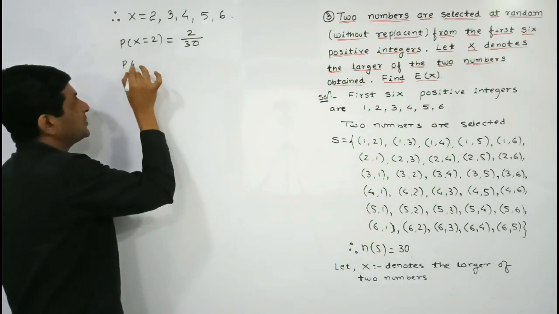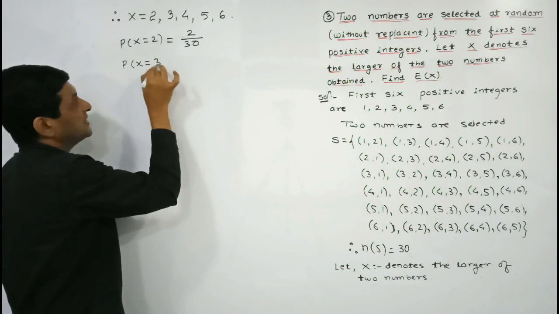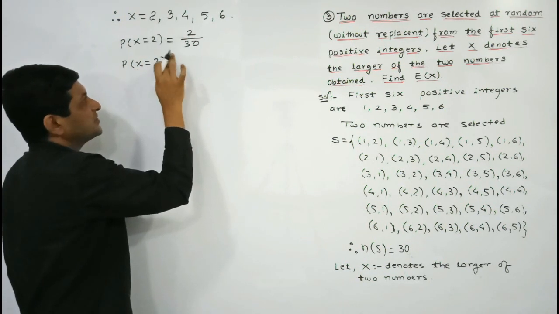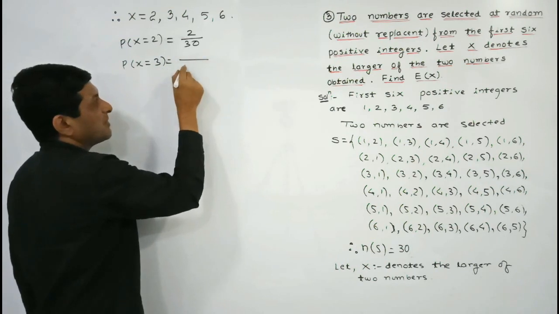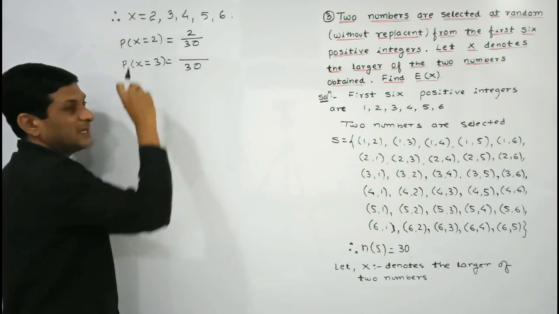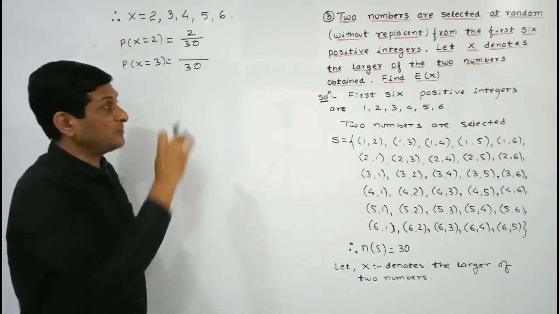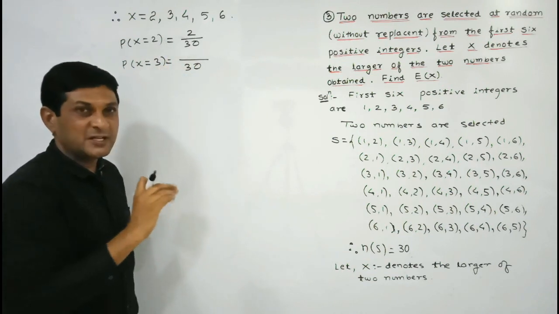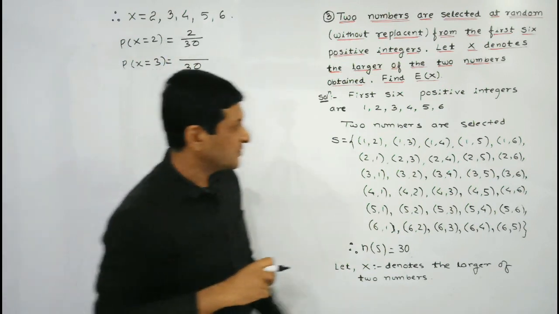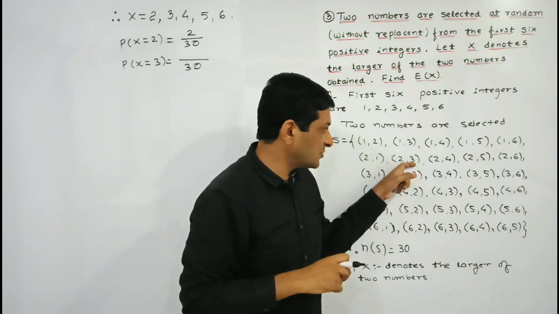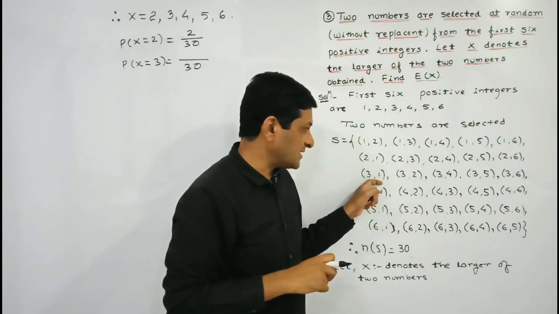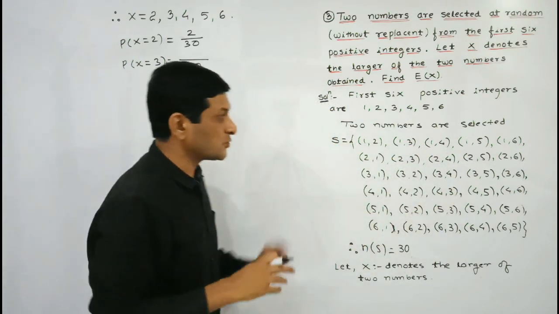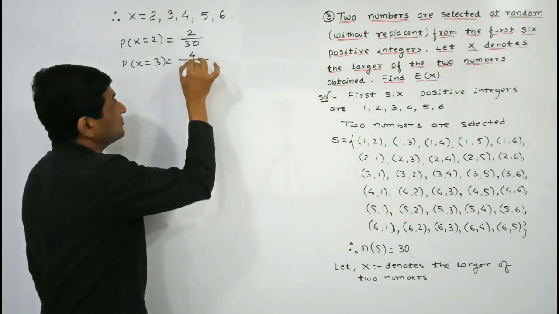Then we are finding P of x is equal to 3. Means the larger number is 3. Let us try to find out its probability. Total outcomes are 30 and from this 30 we are finding such elements in which larger number is 3. So observe here 3 is larger, here also 3 is larger, 3 is larger, 3 is larger, and in remaining cases 3 is not larger, means 3 is larger in 4 cases.